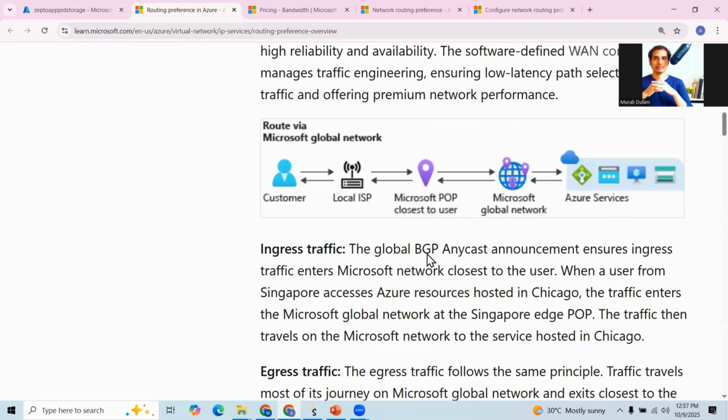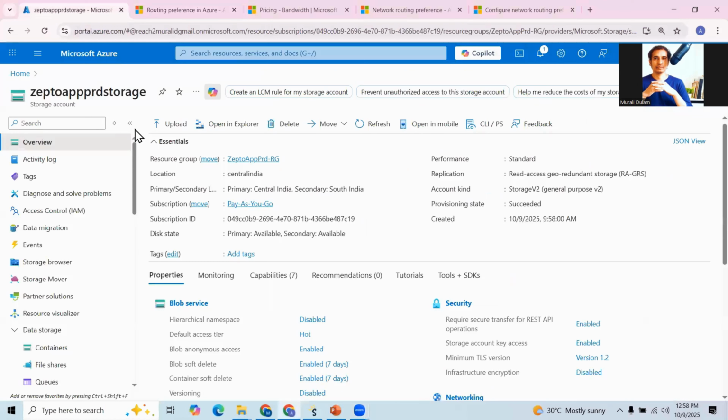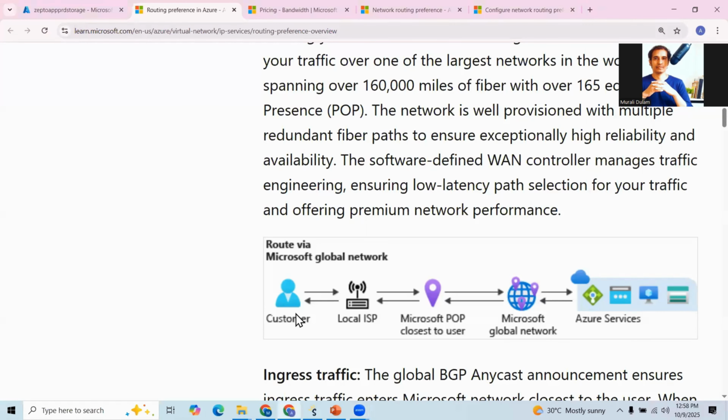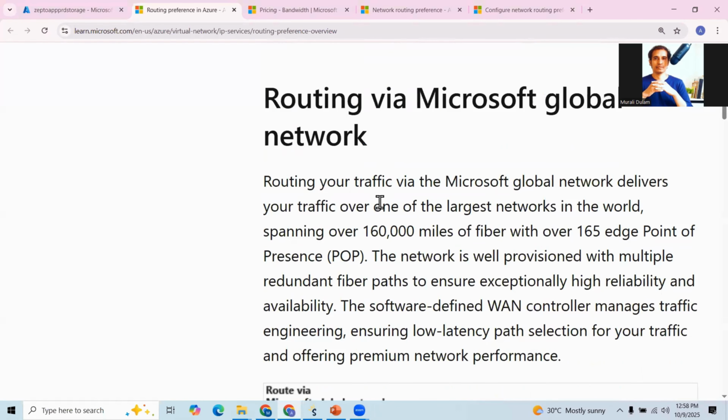Going back to the structure, this is the storage account of the Zepto related application, where we are trying to store our data, some transaction XYZ. Now, going back to this picture, our customers are trying to access our Azure services. Here two types of routing preferences are there.